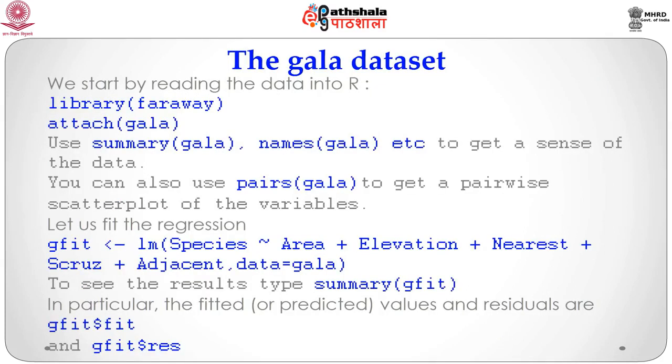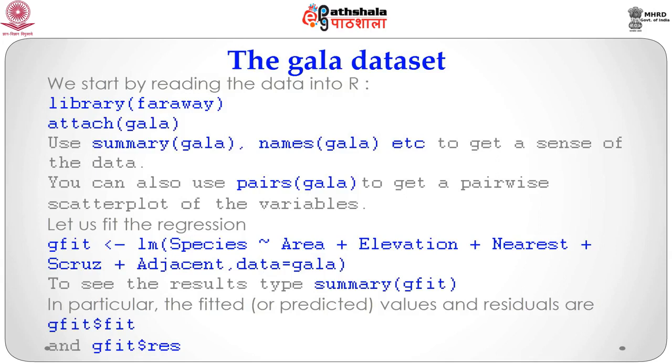We start by first reading the data into R. So we call the faraway library using the command library(faraway), and we attach the Gala dataset using attach(gala). We can first run some summary statistics using summary(gala), names(gala), etc. to get a better sense of the data. To look at pairwise scatter plots of the variables, we can also look at the command pairs(gala). You are encouraged to run these commands to get an idea about the results.